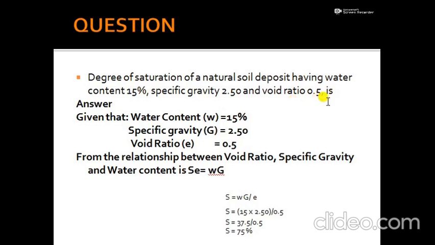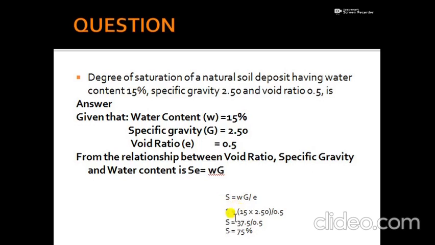Now in this question, given that water content is 15%, specific gravity is 2.50, void ratio is 0.5. From the relationship between the void ratio, specific gravity and water content, S e equal to wG. Now we find S equal to wG upon e.